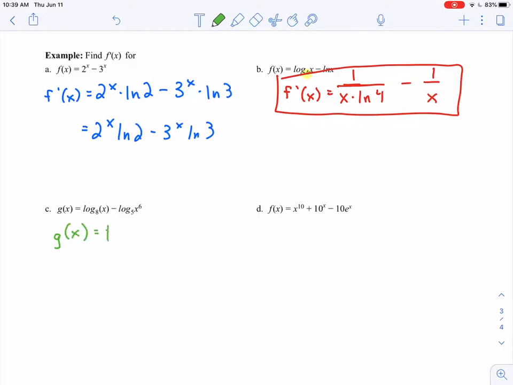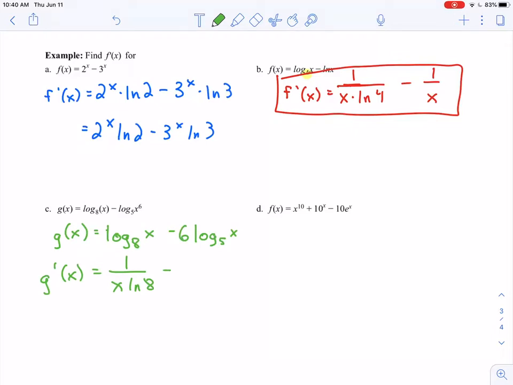I'm going to rewrite it as log base 8 of x minus 6 times log base 5 of x. And now I'm just going to take the derivative of each term separately. So g prime of x, derivative of a logarithm, it's going to start off as 1 over x. I just have to multiply by natural log of my base, which in this case is 8. So times natural log of 8 in my denominator.